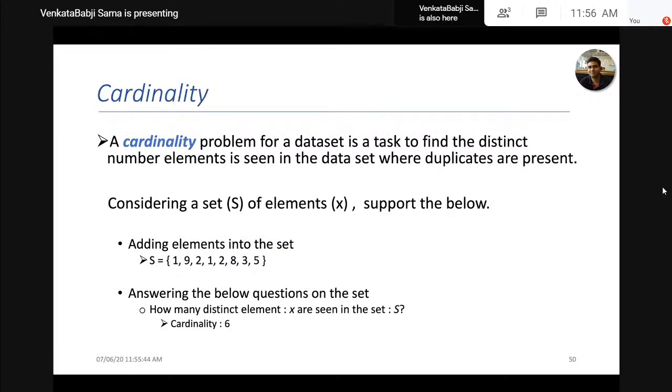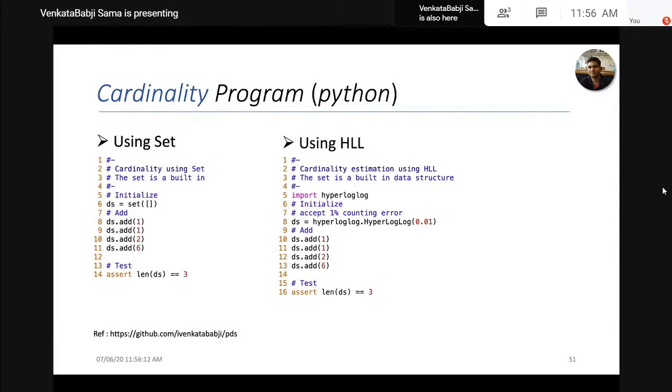Right? Given a set, let us suppose we keep adding, we should be able to add, and then the query can come in the form of saying how many distinct elements were seen in the set. It's as simple as that. But at the same time, again, it shouldn't be growing in memory, or the latency should not grow as data is inserted. Okay. So let us directly jump into the program.